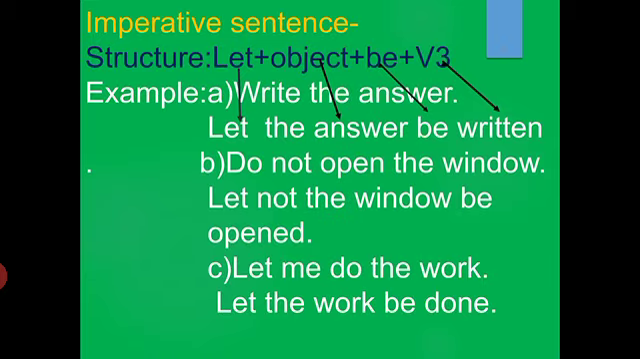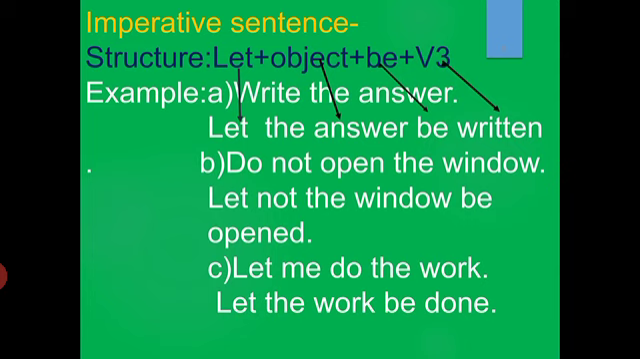Then imperative sentence. Dear students, the characteristic of imperative sentence is in front of all the sentences, there will be a verb or a negative word or let, and all the sentences will follow the same structure. Let plus object plus be plus V3 in the passive voice. Let's notice the examples and their answers.